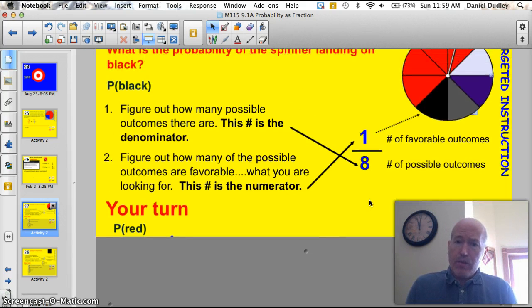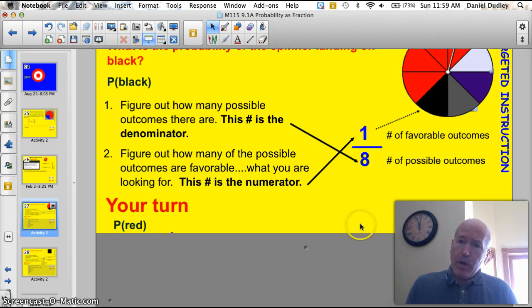All right, your turn. Using the same spinner, I want to know what the probability of landing on red is. Go ahead and pause the video and figure out your answer. All right, let's see how you did.